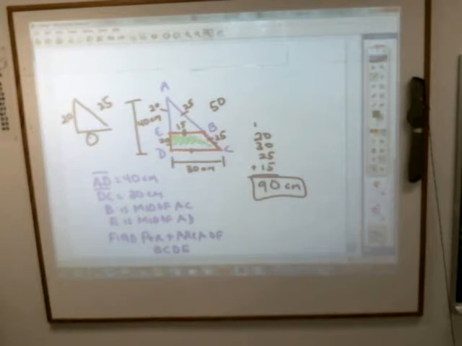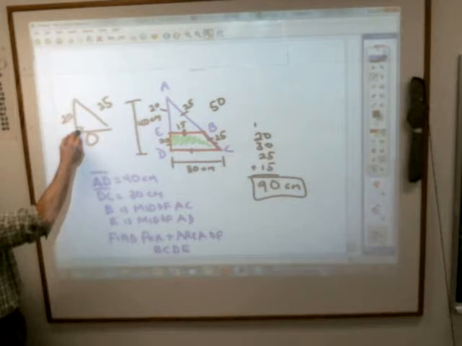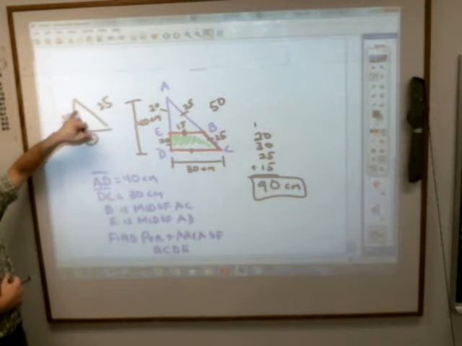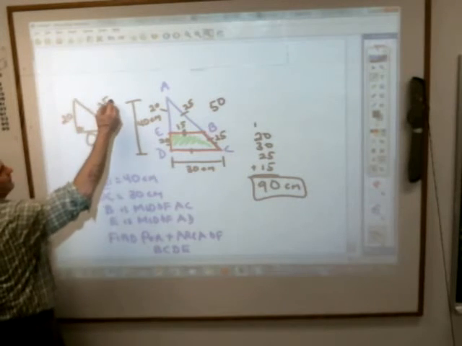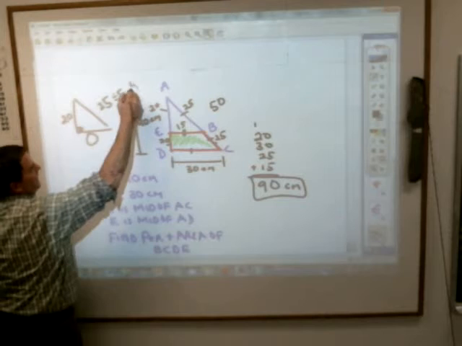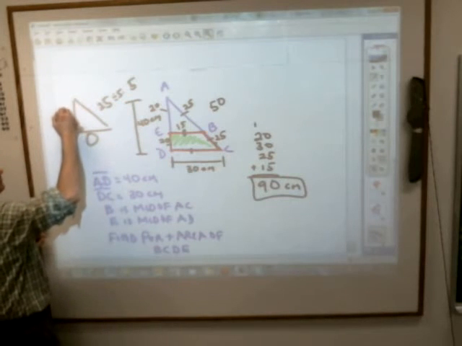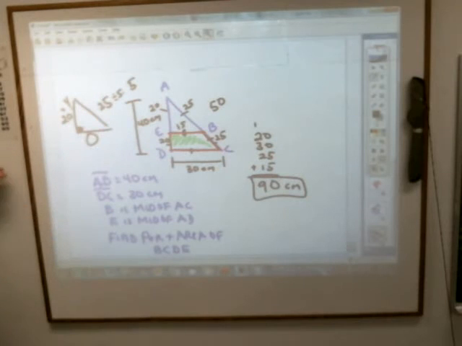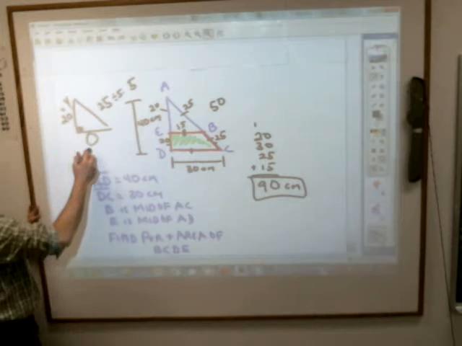I don't know what it is, but it's a right triangle, so I look for a Pythagorean triple. There is no 25, 20, but what number can you divide both of these by? If I divide 25 by 5, I end up with a 5, and if I divide 20 by 5, I end up with a 4. Is there a 4 something 5 triangle? 3, 4, 5.